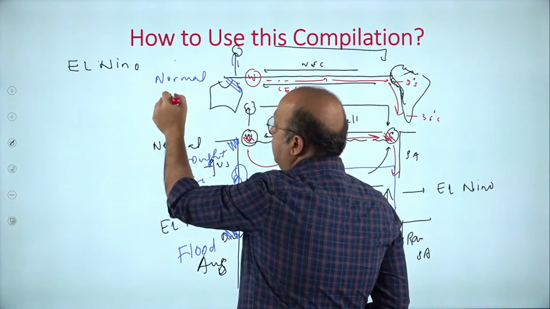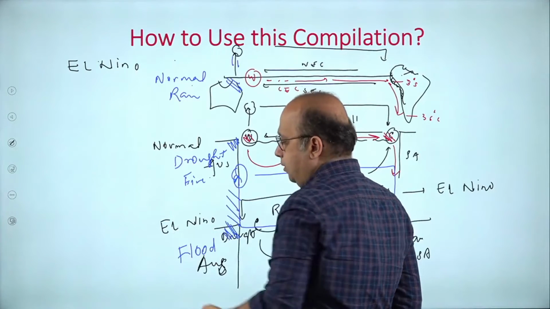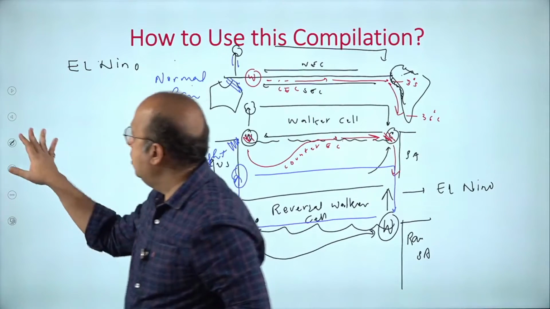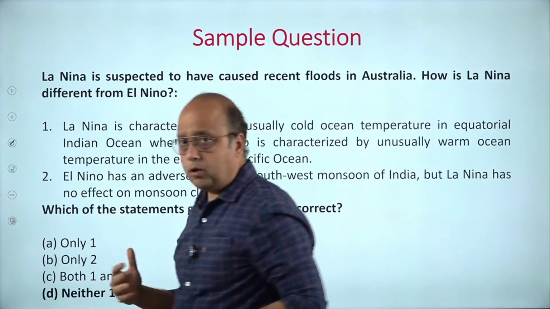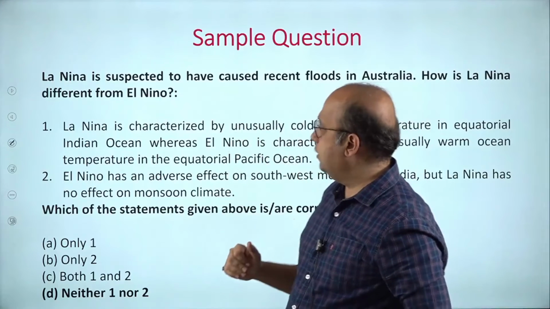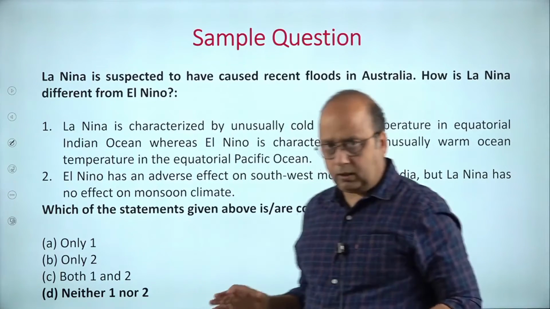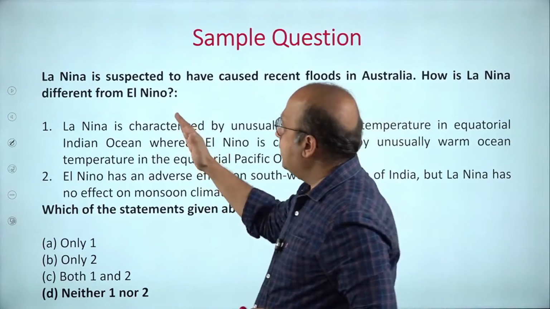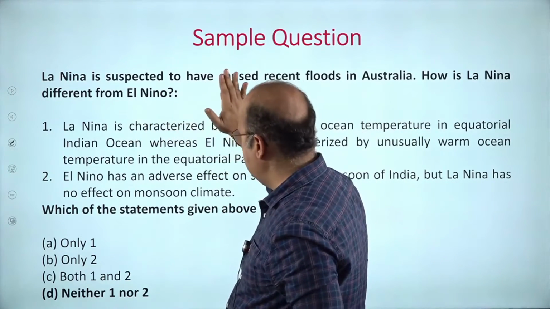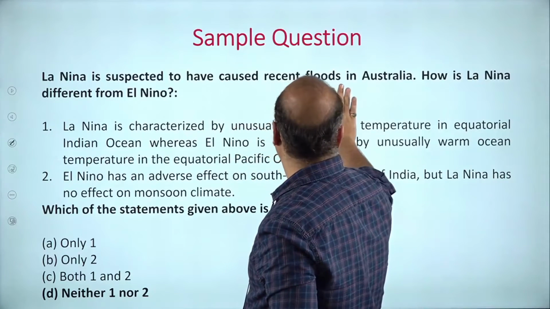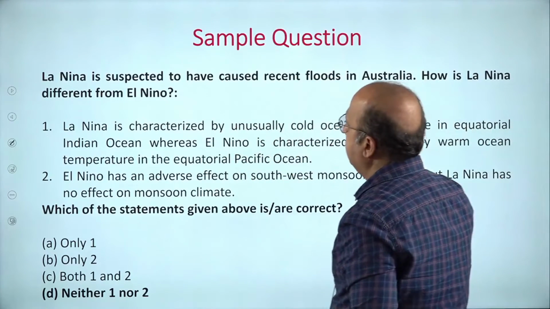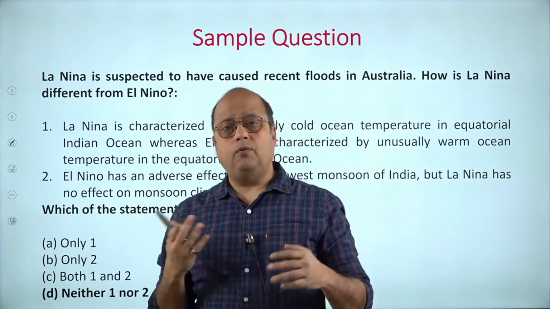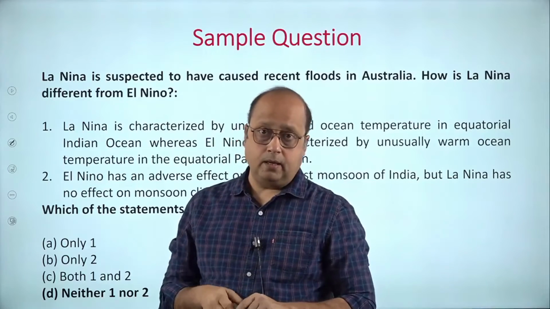So sometimes whenever some unusual trend comes, it becomes a part of the newspaper, and that is how other things become important to us. So I have one kind of question here that you can see they may ask: La Nina is suspected to have caused a recent flood in Australia. How is La Nina different from El Nino? This type of question is often asked to test your understanding.